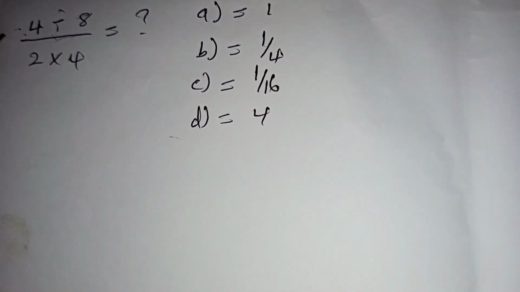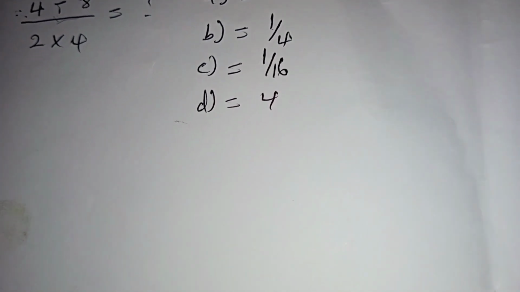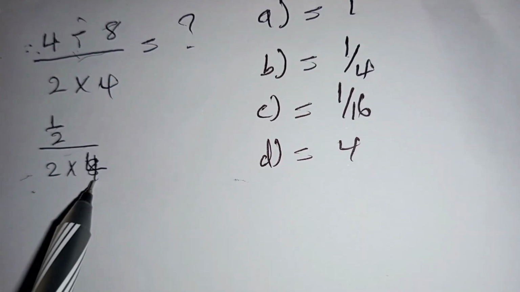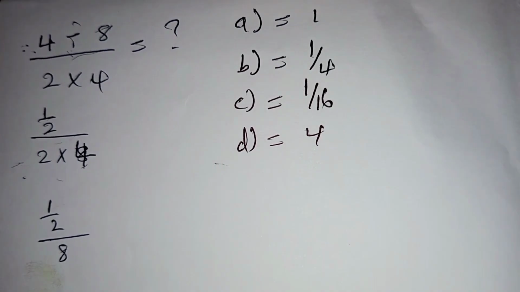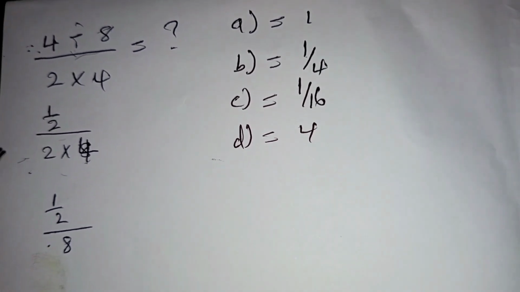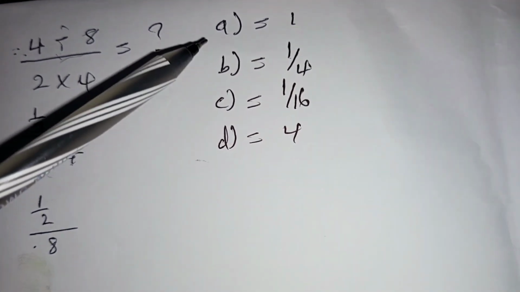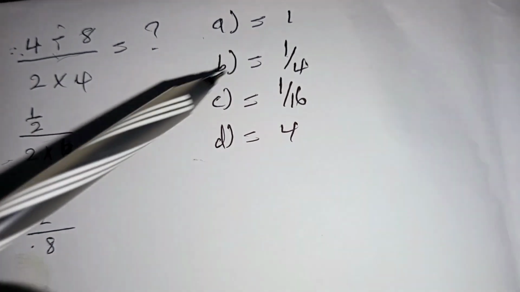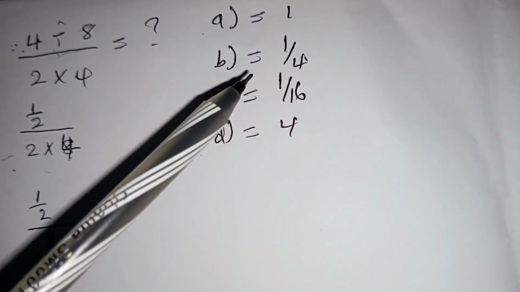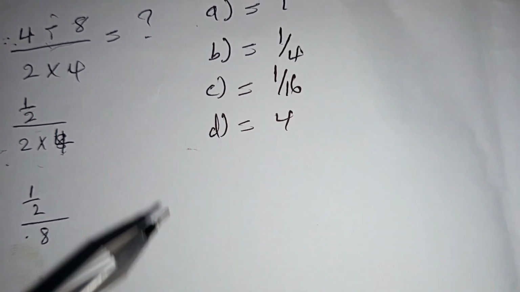So clearly, 4 divided by 8 is a half. The denominator is 2 multiplied by 4, which is 8. So the denominator is 8 and the numerator is a half. So clearly A is not part of our solution, and even in B, let us check whether it is C or D.